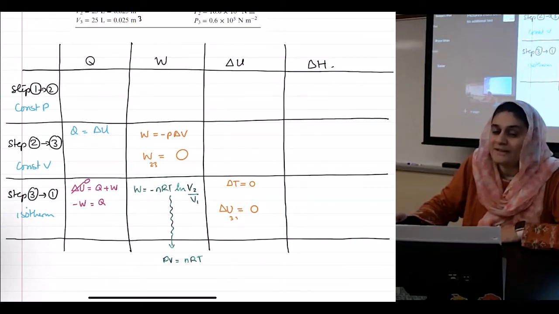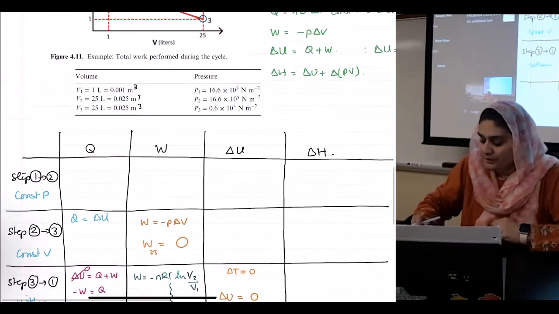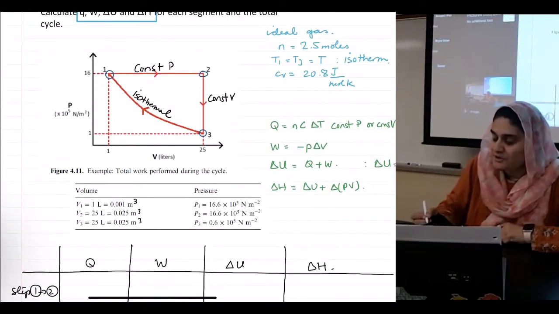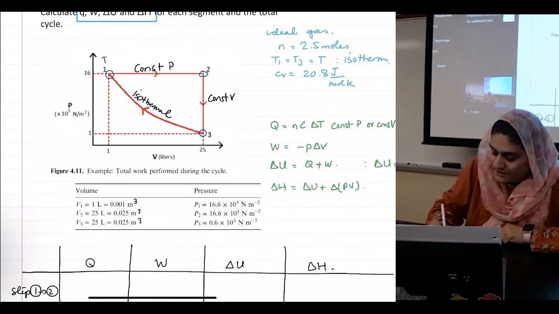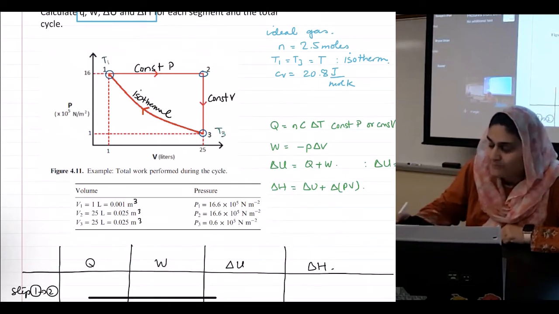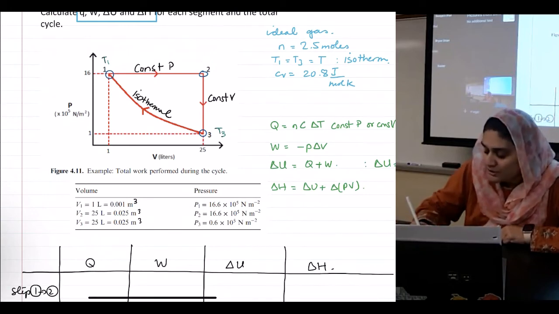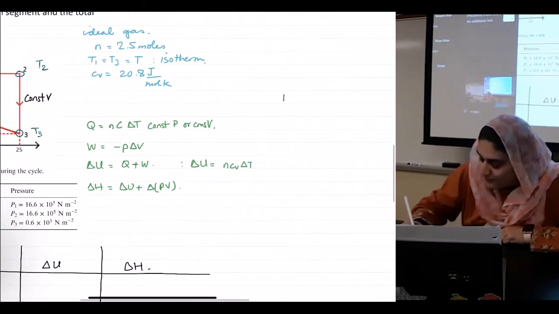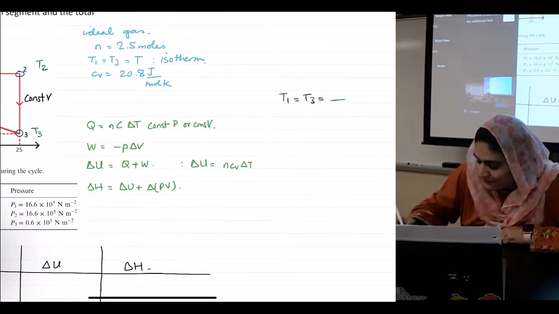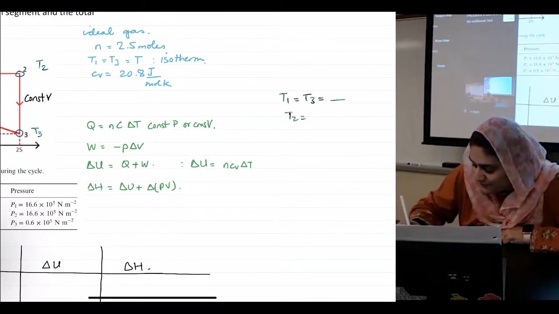So 1 and 3 temperatures should be the same. Yes? So if I go back, which temperature should be the same? T1 and T3 temperatures should be the same. But does that mean T2 will be exactly the same? No. So you have to find T1, which equals T3, which equals something, and then T2 will be different.